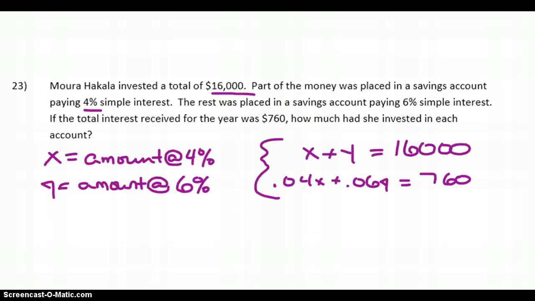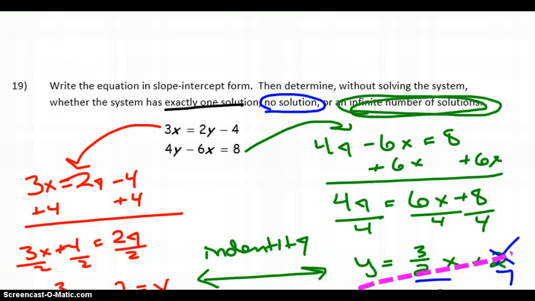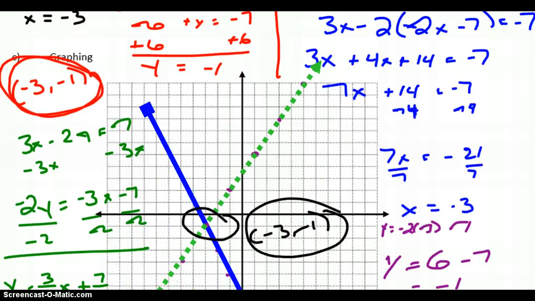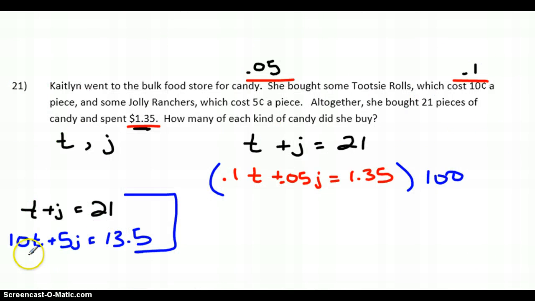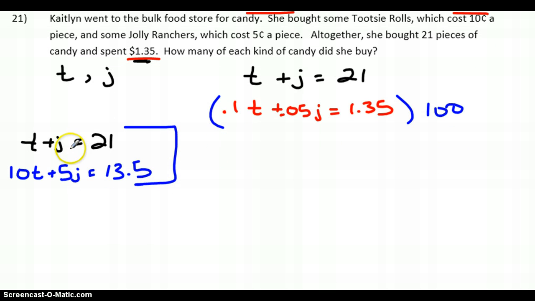I'm going to go back to the beginning. Okay, so this one, the Tootsie Rolls and Jolly Ranchers. I've already multiplied this one by 100, and now I'm trying to decide if I want to do substitution or elimination. It looks pretty easy to solve for either t or j right here, so I'm going to solve for t, let's say, and then I'm going to use substitution.